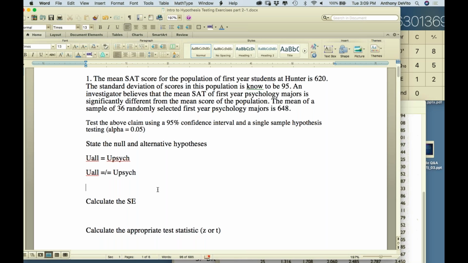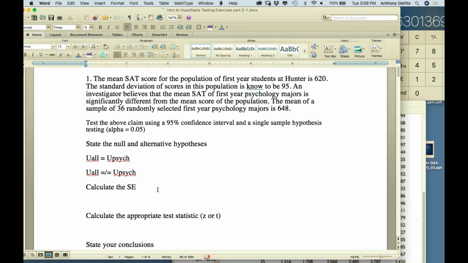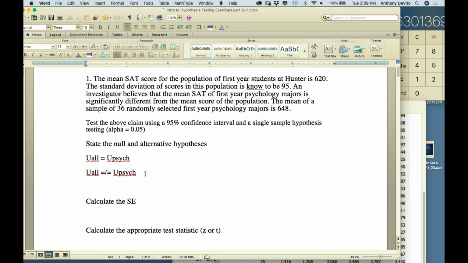Okay, so now I have to calculate my standard error. What do I know here? Well, actually, let me put down what I know first. I know that the mean for all students is equal to 620. I know what mu is, right? And I know X bar for psychology majors is equal to 648. Why did I use mu for everybody and X bar for the psych students?